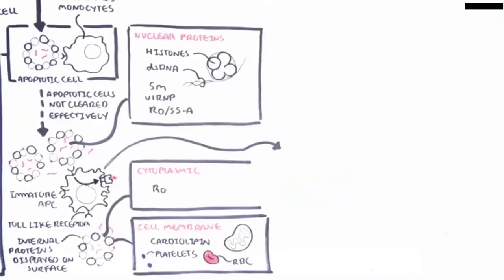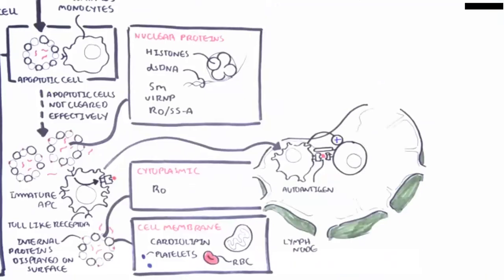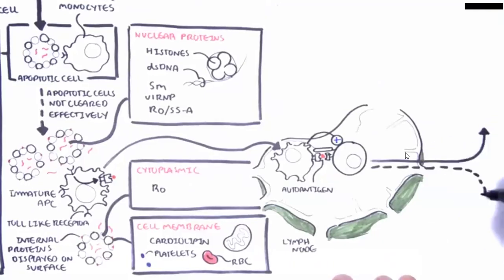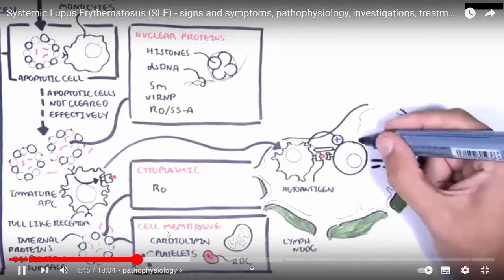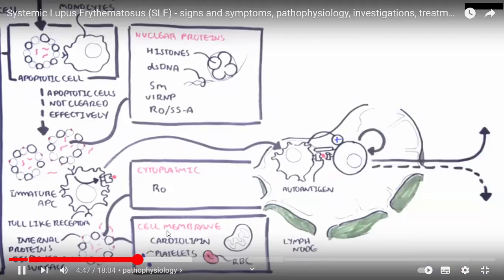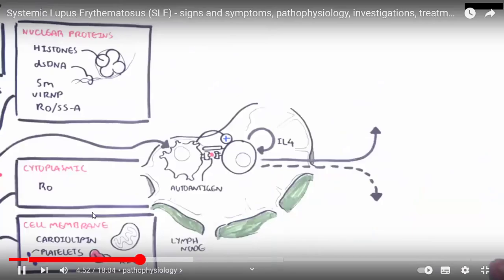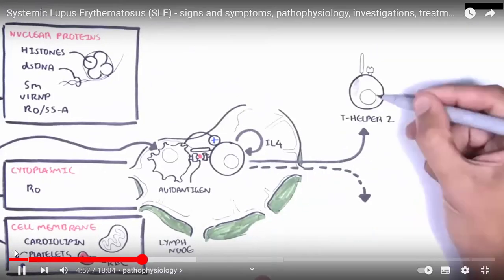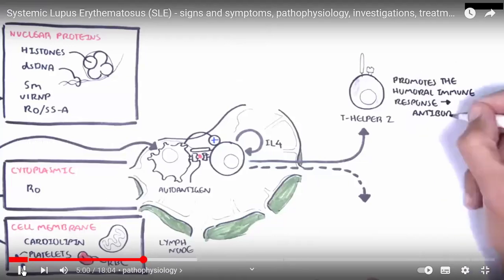Antigens are presented to naive T helper cells in nearby lymph nodes. The naive T helper, when activated, can become a number of different types of T helper cells. In the case of systemic lupus erythematosus, where antibodies play the main role, interleukin-4 secreted favors T helper 2 cell maturation. T helper 2 cells promote the humoral immune response, and so the antibody-mediated immune response.